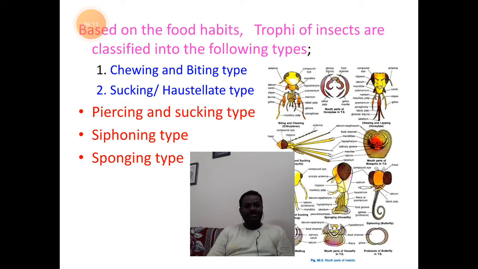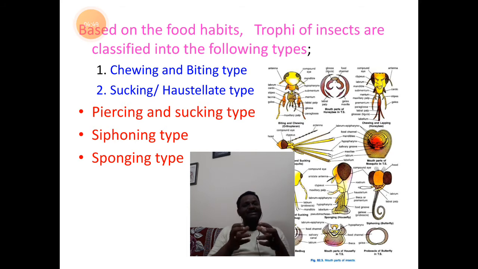Based on the food habits, the mouthparts of insects are majorly classified into two types. Number one, chewing and biting type. Number two, sucking type or haustellate type. Chewing and biting type of mouthparts are seen when the food is in solidified form. So when the food is of the solid type, chewing and biting type of mouthparts are seen.